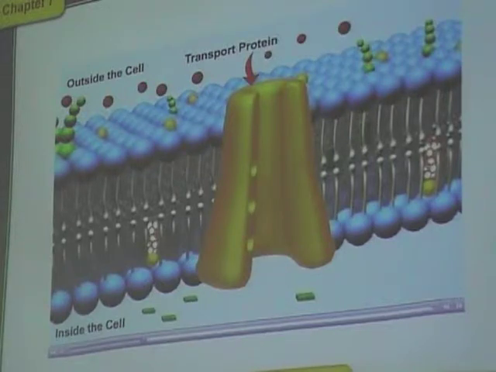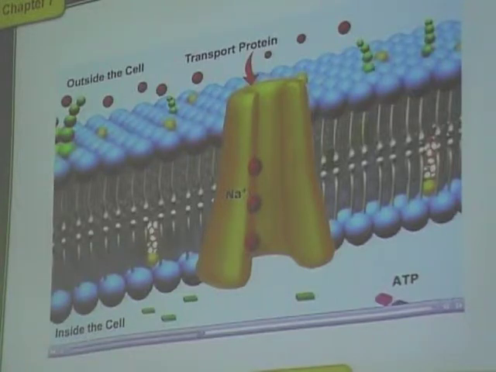At the beginning of the process, 3 sodium ions bind to sites on the transport protein. The pump must move the sodium ions from an area of low concentration inside the cell to an area of higher concentration outside the cell. The movement of sodium ions across the concentration gradient requires energy provided by adenosine triphosphate, or ATP.